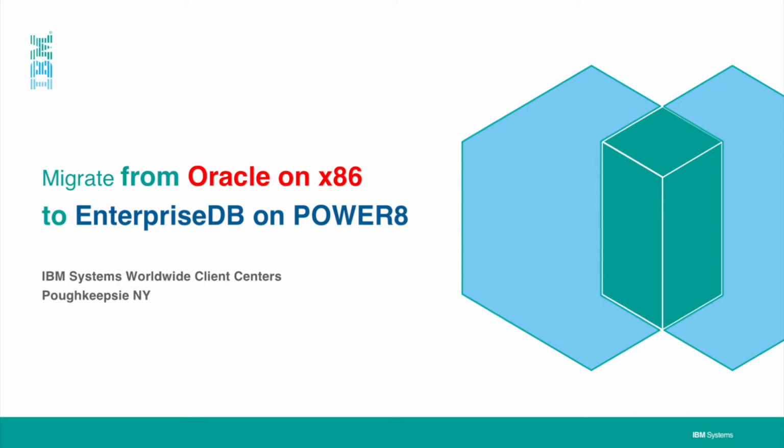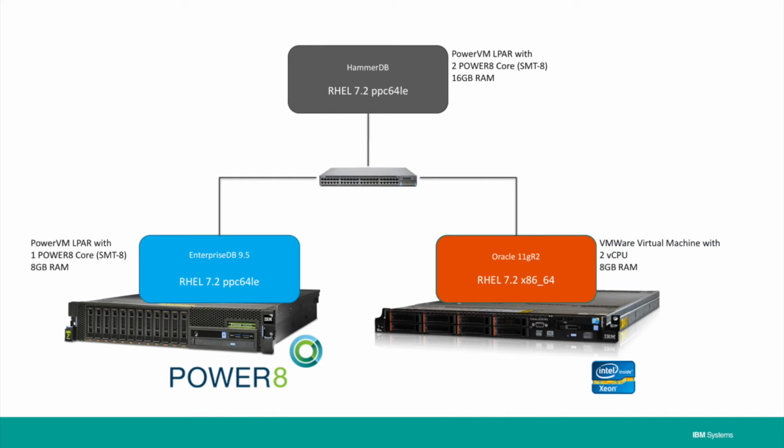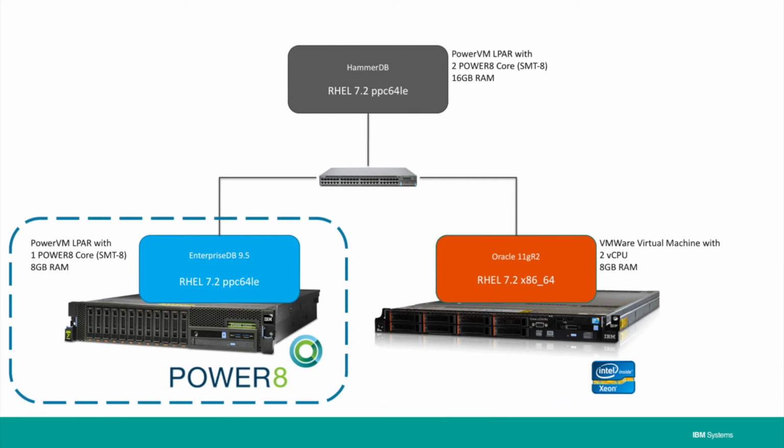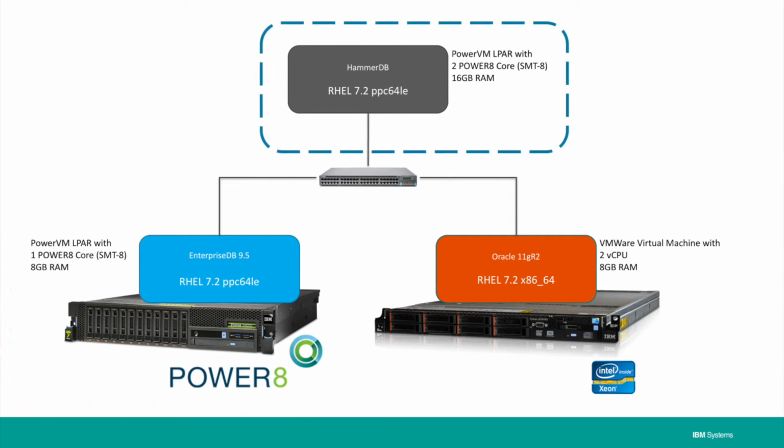Hi, in this demonstration we're going to show you how to migrate a database running on Oracle x86 to EnterpriseDB on POWER8. For this demonstration we're going to use 3 virtual machines. One VMware VM with 2 virtual CPU, 8 GB of RAM running Red Hat 7.2 and Oracle 11G R2. One LPAR with 1 POWER8 core, 8 GB of RAM running Red Hat 7.2 and EnterpriseDB 9.5, and another LPAR with 2 POWER8 cores, 16 GB RAM running Red Hat 7.2 and HammerDB.